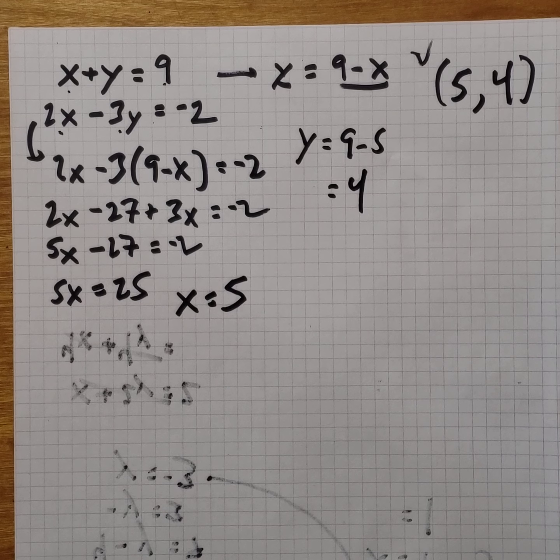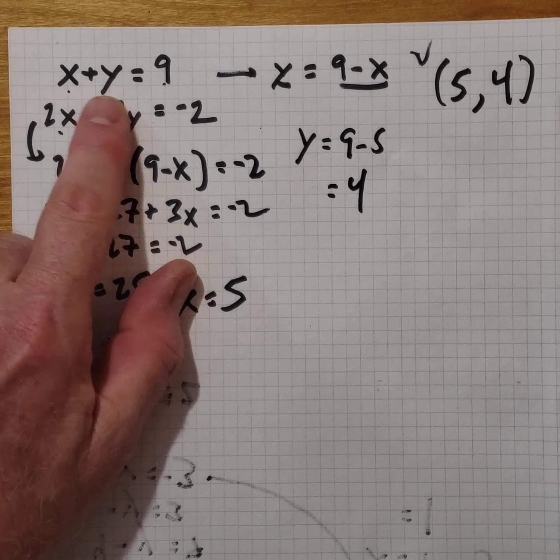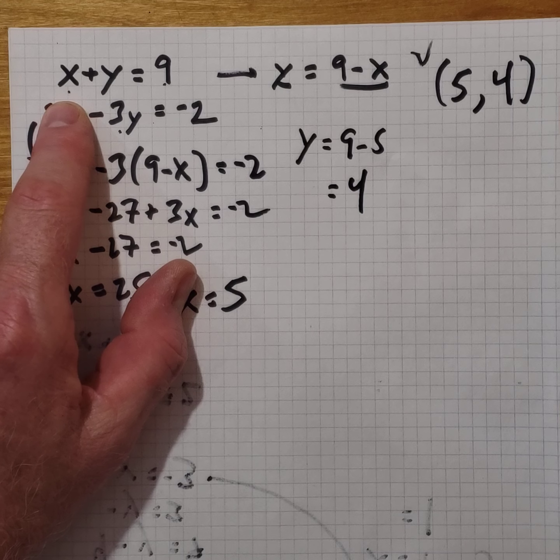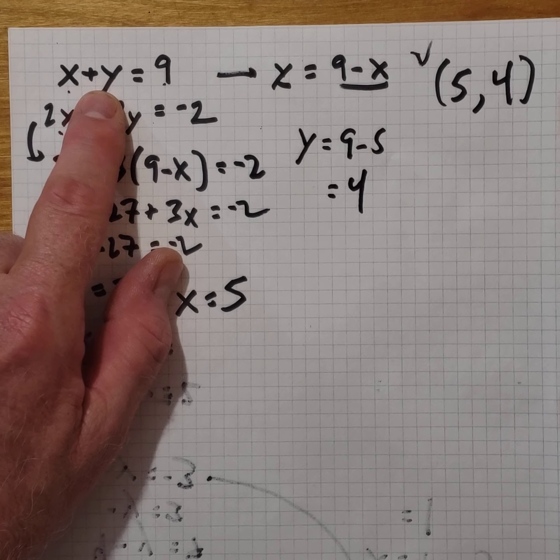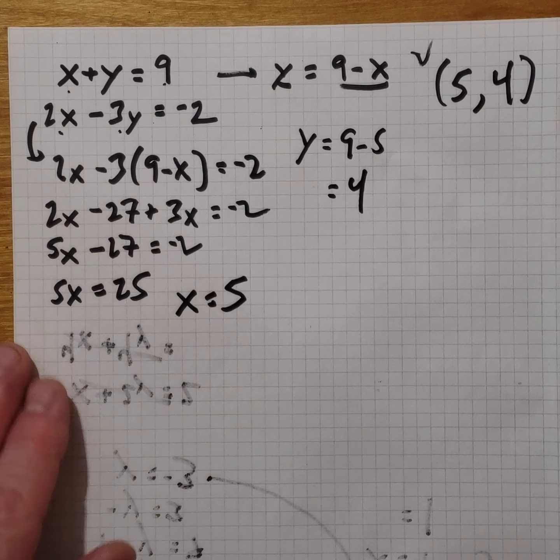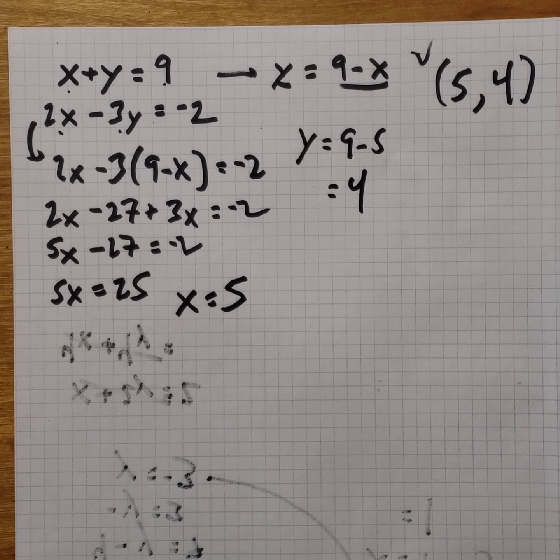Remember, it's best used when one of your equations is easy to solve for either x or y. So if this was like 5x plus 7y and this was 2x minus 3y, I wouldn't use the substitution method here. It would be too ugly.